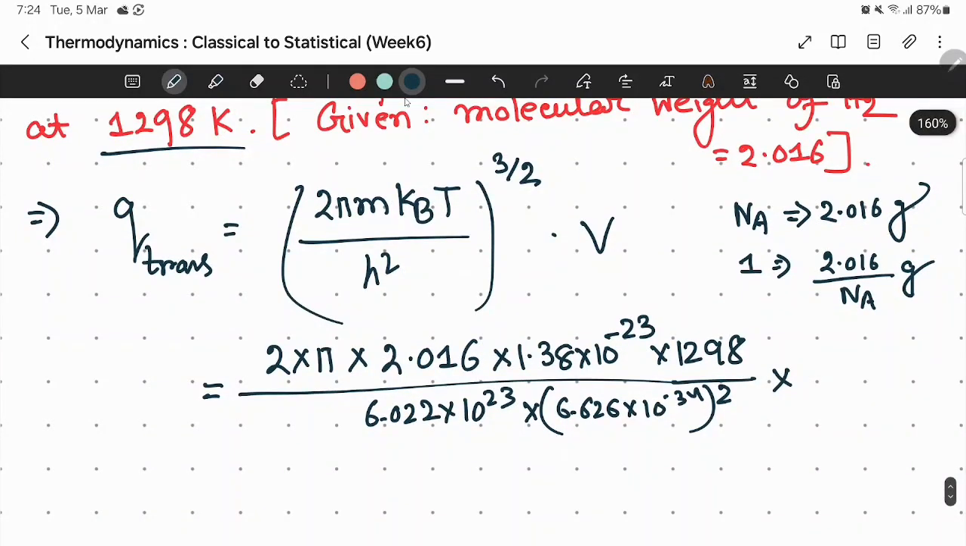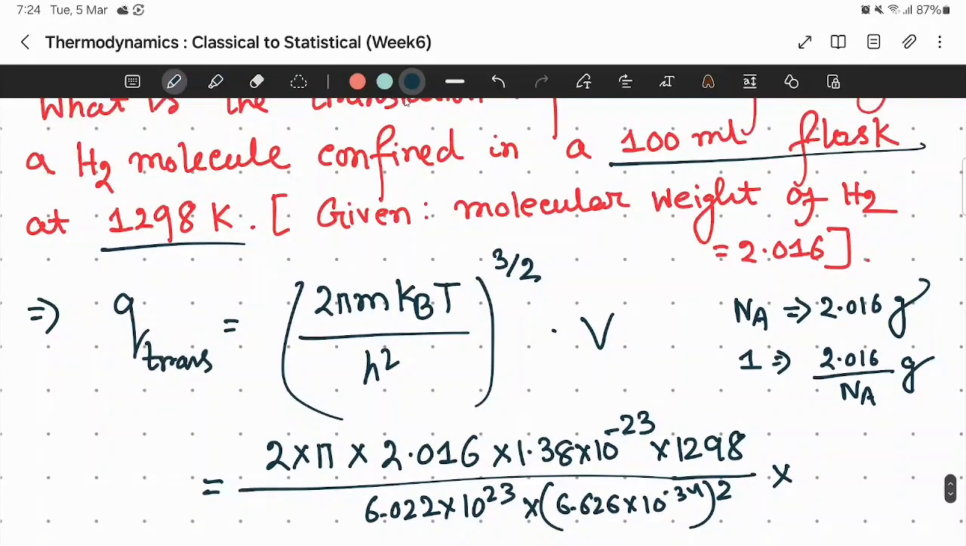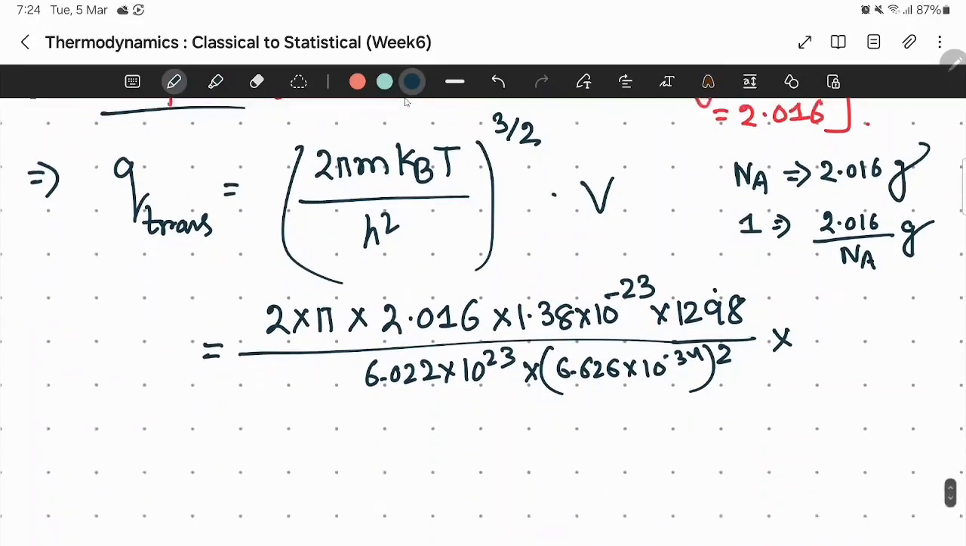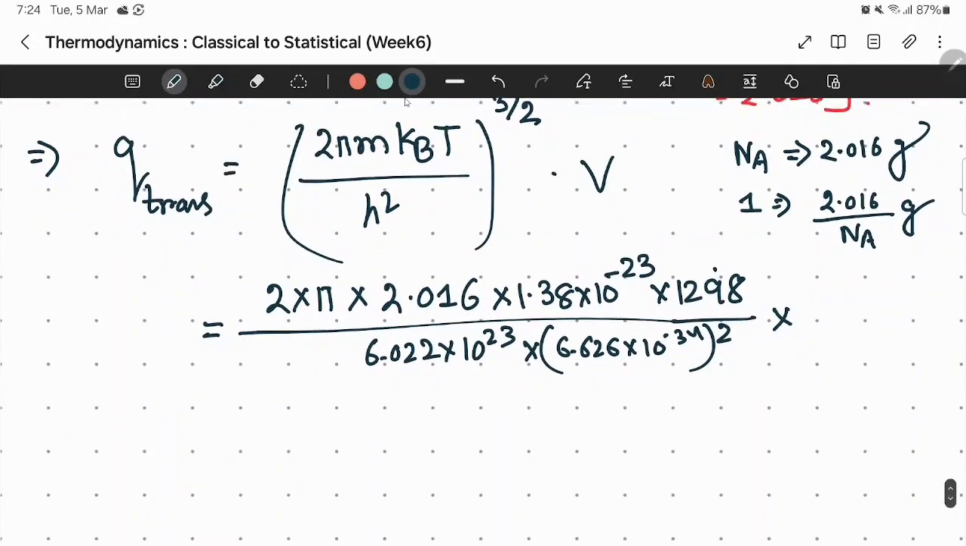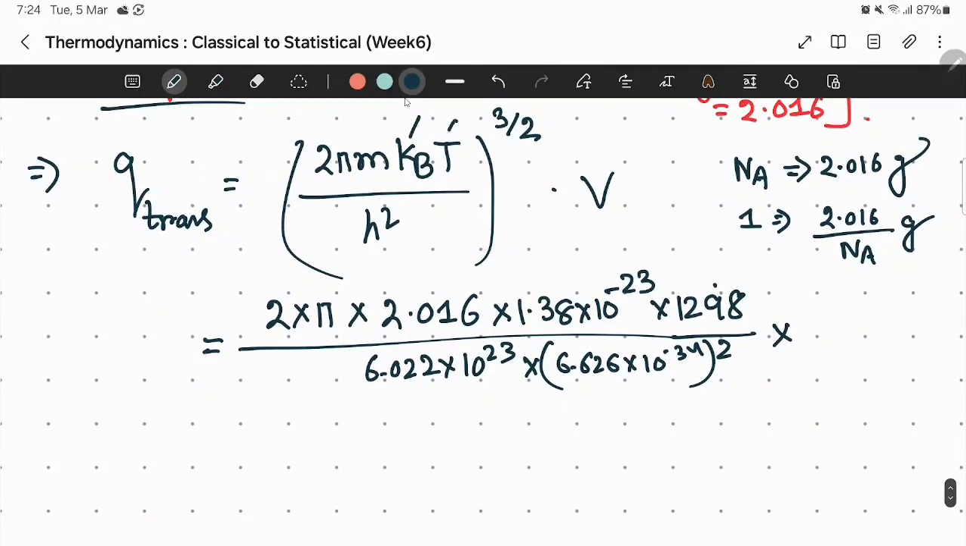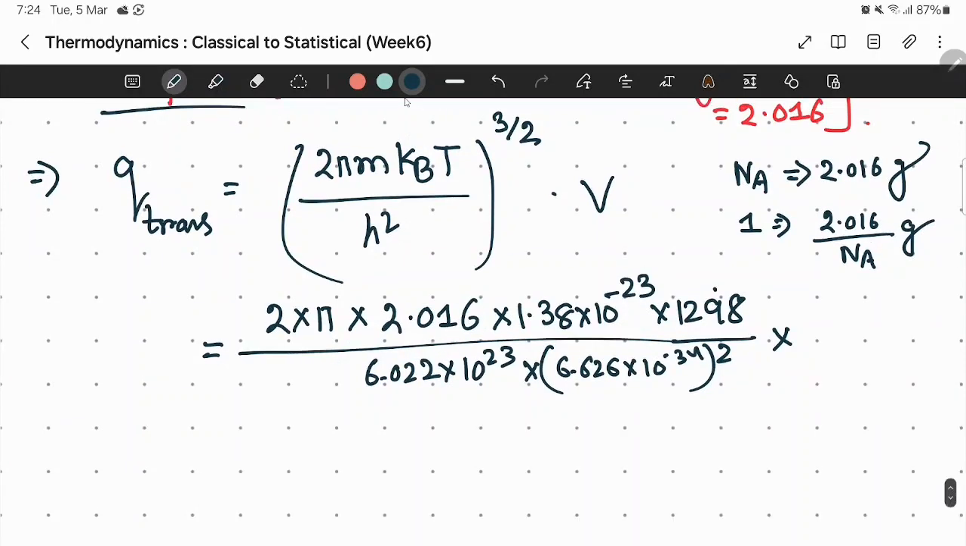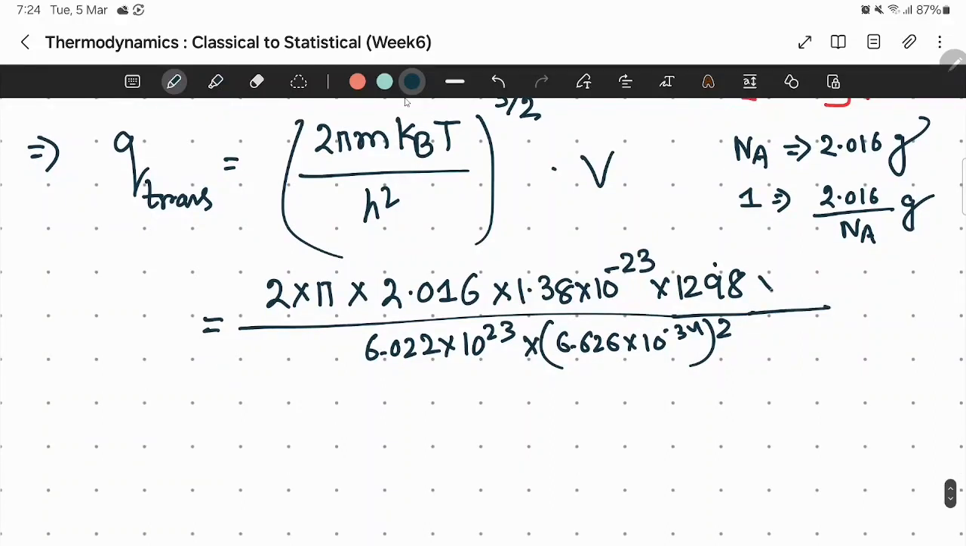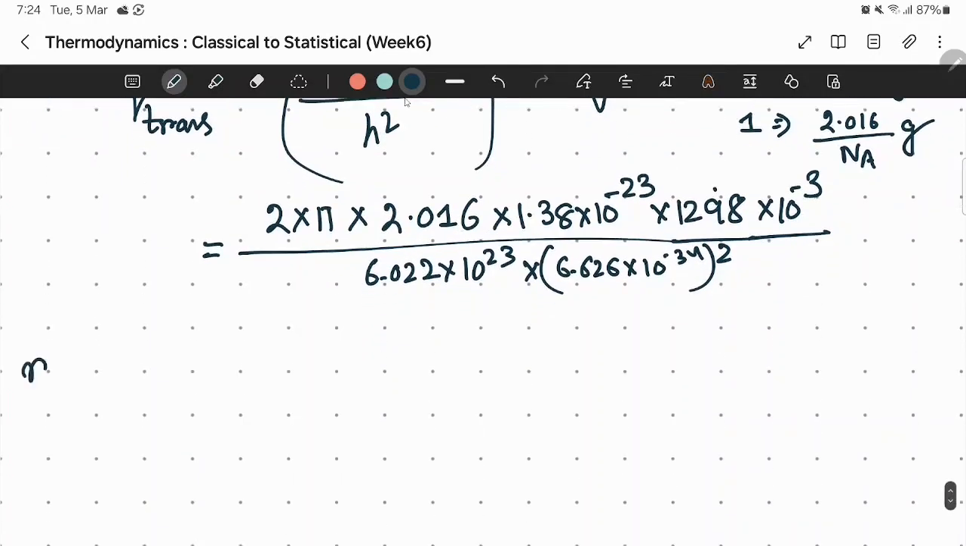Now we have to be careful about the units. What are the units? This is Kelvin. This is gram. Here we have to be very careful about the units. This mass should be in kg because we are using SI units. kB is in SI unit, h is in SI unit, everything is in SI unit. So we have to use kg. So it is gram, so to convert to kg, we have to multiply it with 10 to the power minus 3. So the mass is 2.016 into 10 to the power minus 3 by NA, in kg.